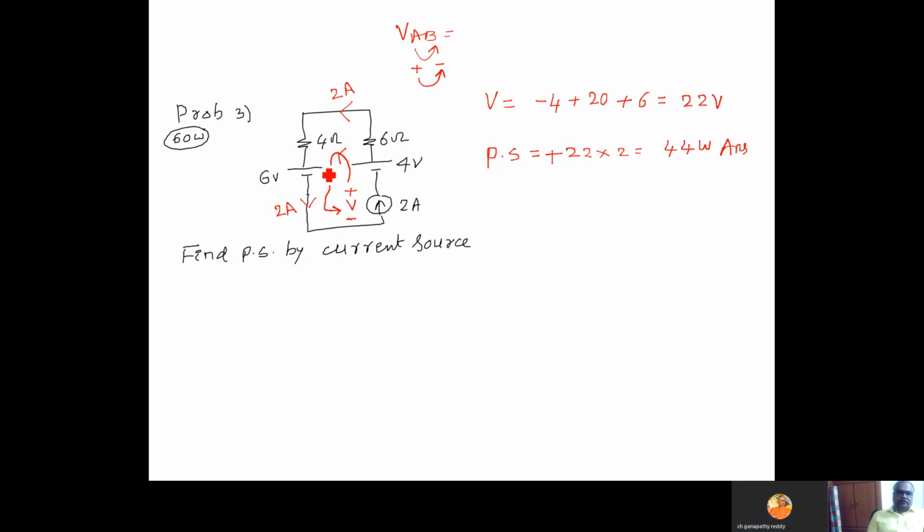4 and 6 are in series. These two can be combined. Don't think more than one source means series-parallel is not applicable. Here you can combine. 4 and 6 is 10. So let us take that as 10 ohms. This is the slow method, it takes more time. Then here 6 and 4. This voltage source you draw like this, with negative on the upper side. This value is 4, and this 6 as it is. And this 2 amps as it is.